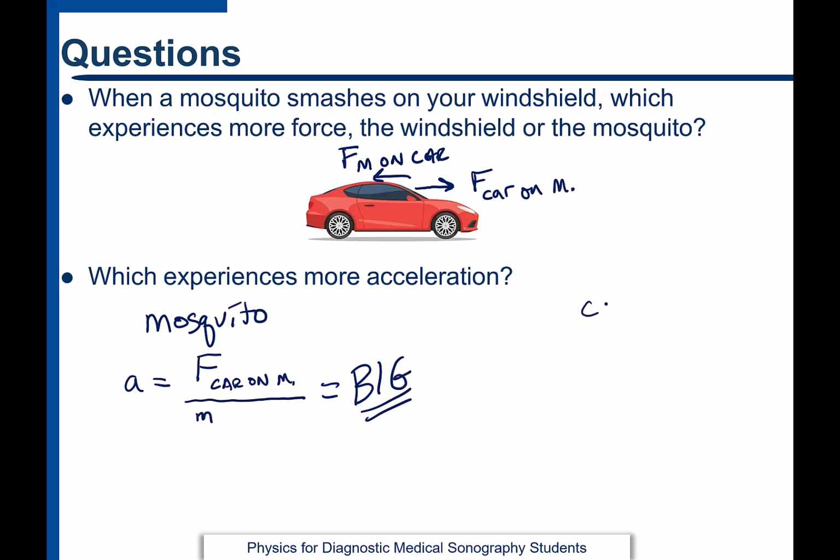However, let's look at the car. If we look at the acceleration of the car, we've got that force. That's the mosquito on the car. But it's not a very big force relative to the car. The mass of the car is huge. I'll write it with a really big M. And so we've now got a smaller number over a bigger number. We have something that's very small.